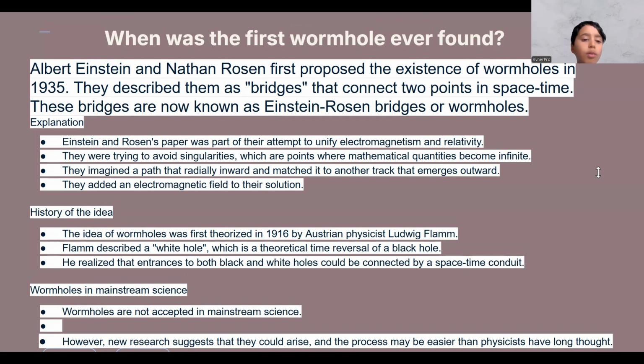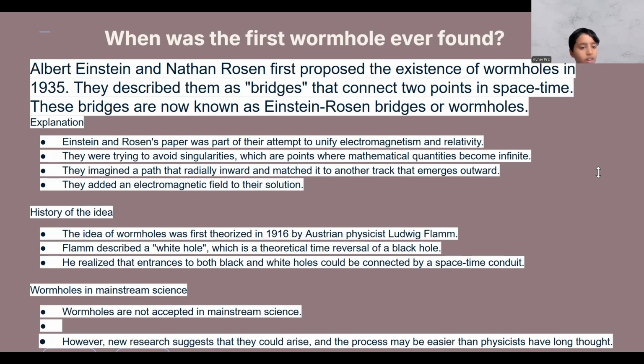Explanation. Einstein and Rosen's paper was part of their attempt to unify electromagnetism and relativity. They were trying to avoid singularities, which are points where mathematical quantities become infinite. They imagined a path radially inward matched to another track that emerges outward. They added another electromagnetic field to their solution.